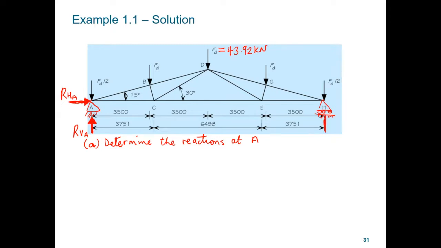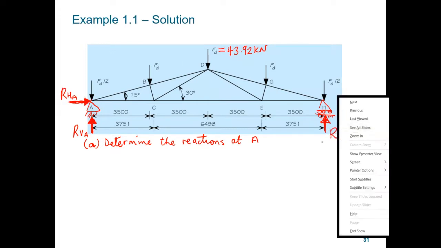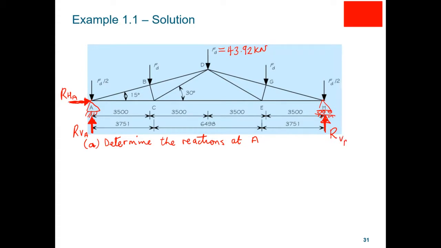And then what else might I have? Well, at H, I have a vertical reaction at H. And I've no horizontal reaction at H because that can freely move left or right. There's no resistance, nothing to stop it from moving left or right, so I don't have a reaction there. So how might I calculate this? Well, I've got a few tricks up my sleeve. I can look at equilibrium of external applied forces.